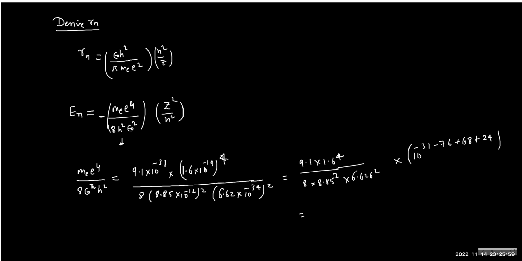So 1.6 power 4, divided by 8.85 square, divided by 6.626 square. It is 2.1679 into 10 power minus 3, I guess. Yeah, minus 13.